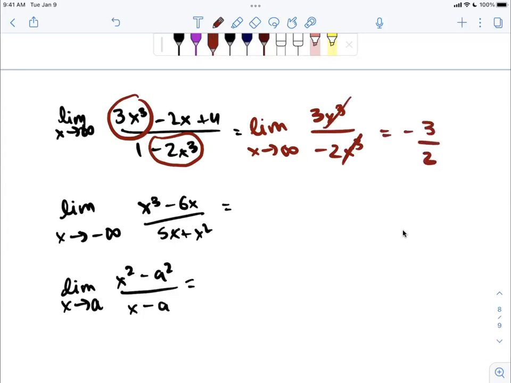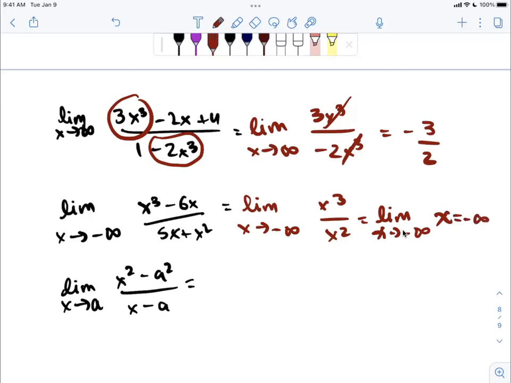The next one's slightly trickier because we have a negative infinity. So again, we only need to care about the leading terms. So this is going to be the limit as x goes to negative infinity of x cubed over x squared. The x squared cancels, so that's the limit as x goes to negative infinity of x. And of course, x is going to negative infinity, so the answer is going to be negative infinity.